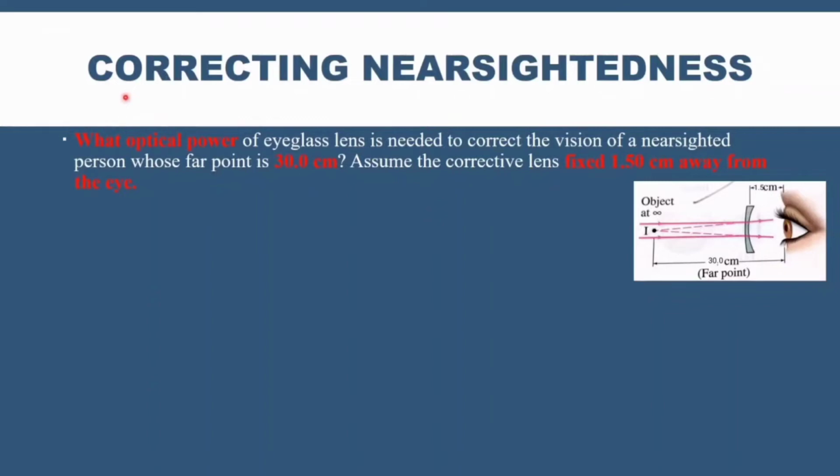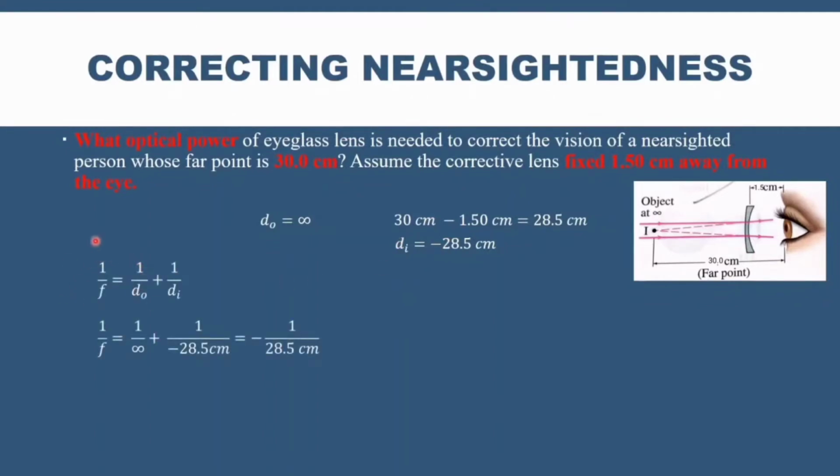Here is an example for nearsightedness. Based on this question, the object distance must be infinity, and the image distance must be negative 28.5 cm, after 30 cm minus 1.5 cm. Then we can use the thin lens equation. We get 1/f = -1/28.5 cm, so the focal length must be -0.285 meter. And the power of the lens, 1/f, must be -3.5 diopters.